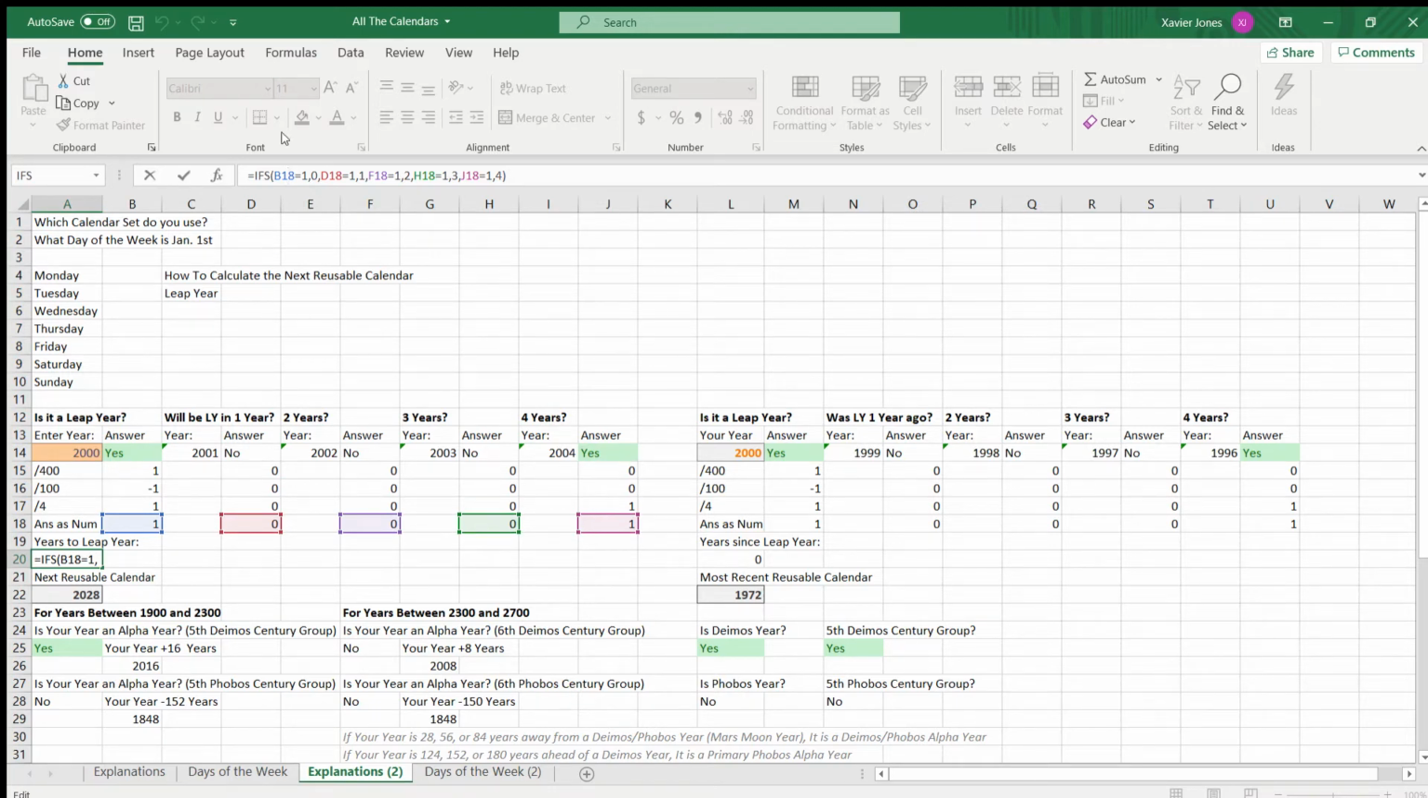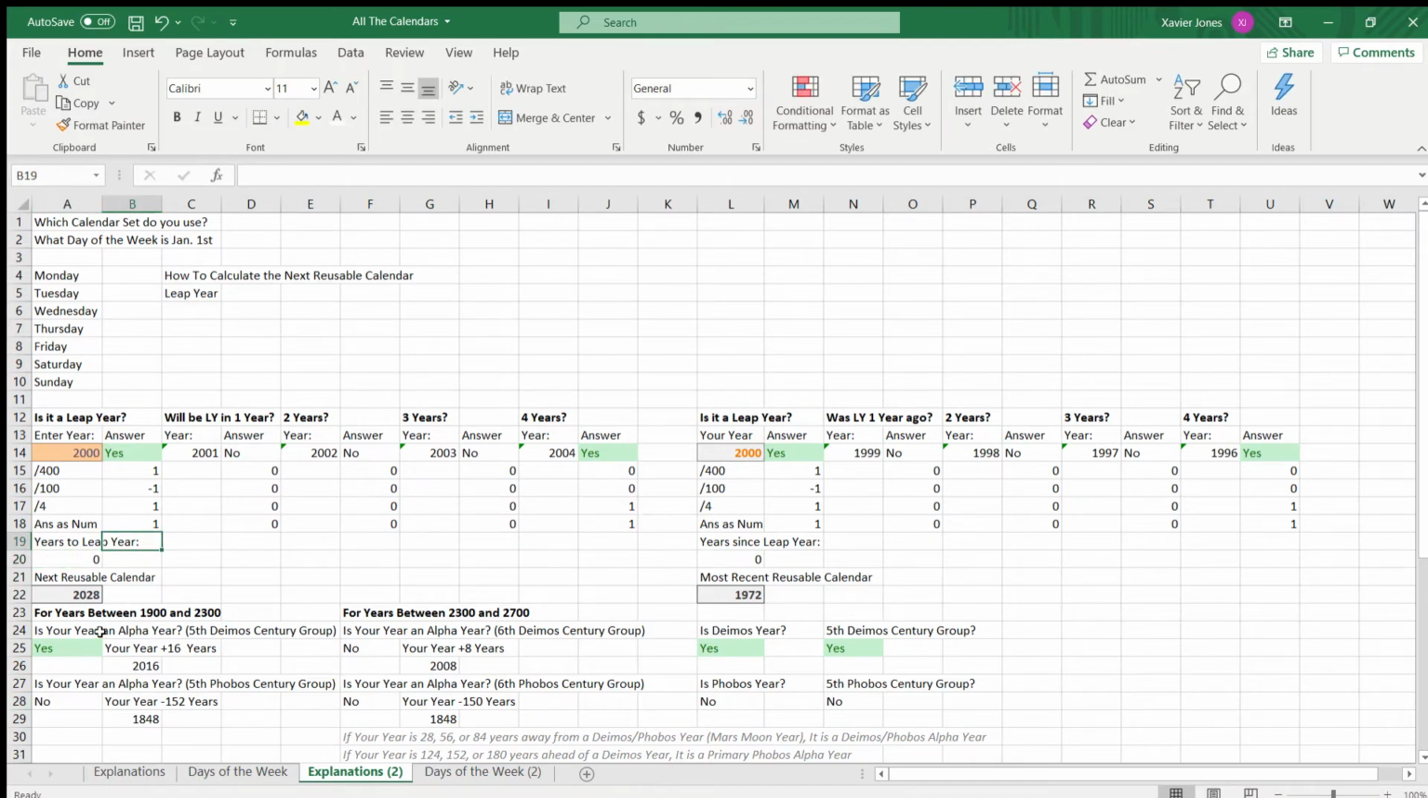So it says it is currently the leap year. Don't ignore the fact that this equals 1. We don't care. We're not going to have the value equal 4. We're just going to say this equals 1. So there's 0 years to our next leap year. So, good. Now we know how many years there is to our next leap year.